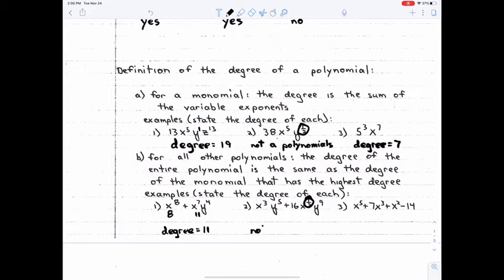Okay, number 2, it's not a polynomial. This thing has no degree. Okay, number 3, this one's 5, this one's 3, this one's 2, this one's 0, because that's negative 14 next to the 0. So the degree is 5.